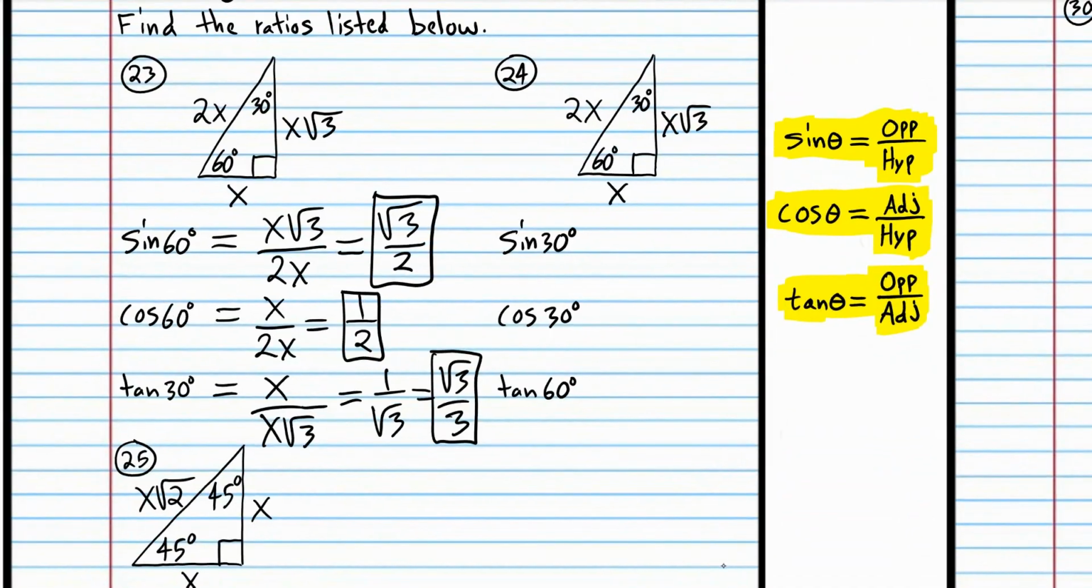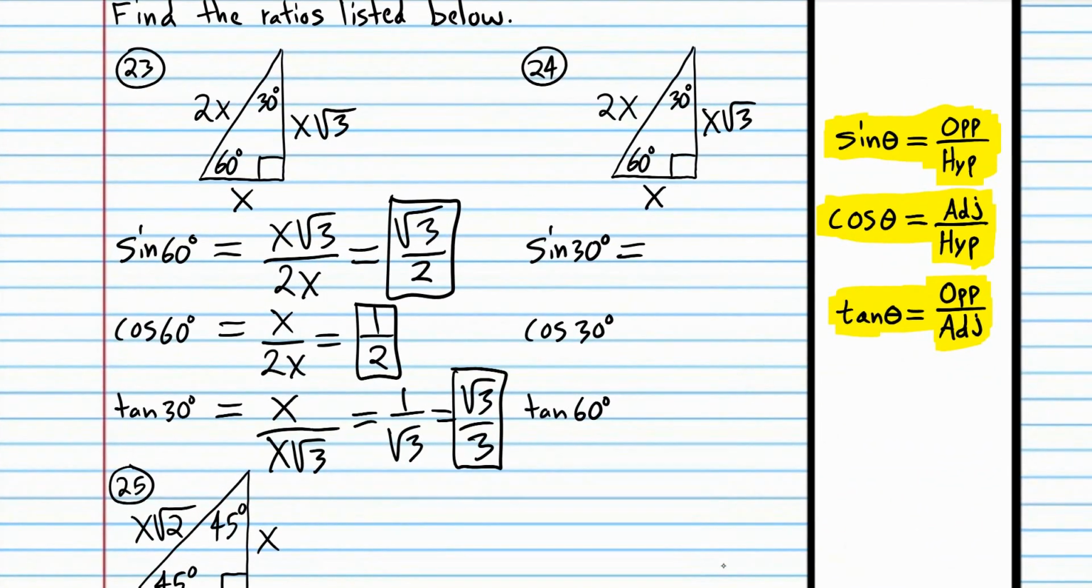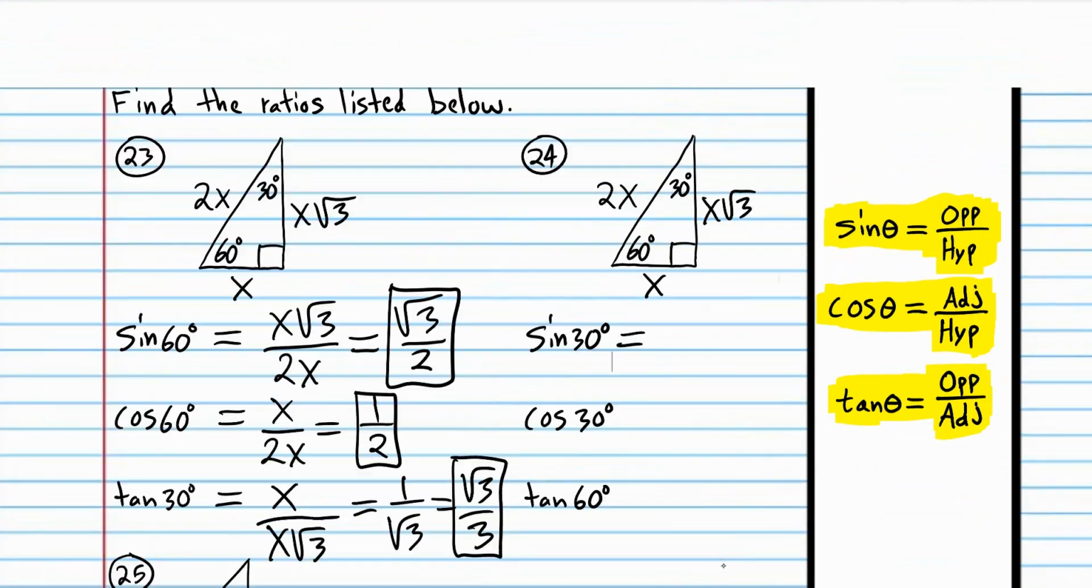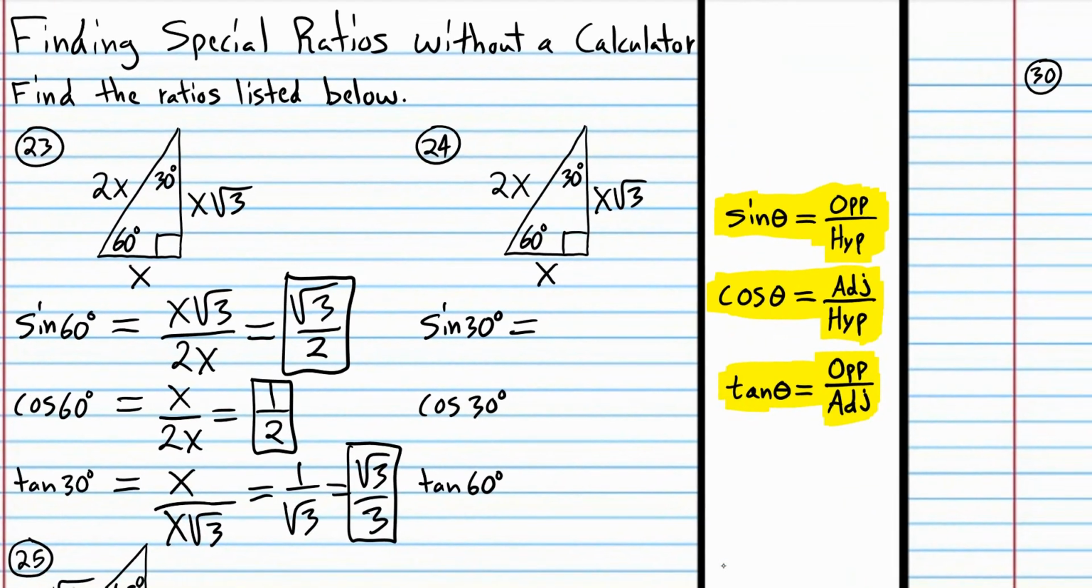Okay, so now it's time for you to try. Go ahead and calculate sine 30. Remember, sine is opposite over hypotenuse, so the opposite of 30 is x, and the hypotenuse is 2x. Sorry about that, my computer's jumping around.